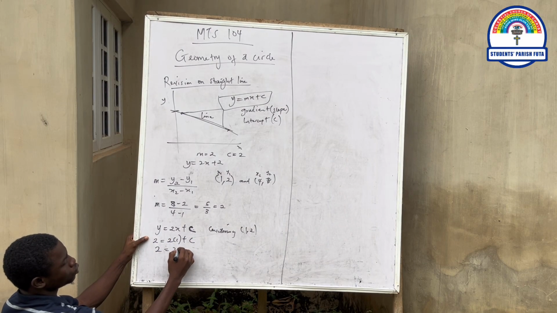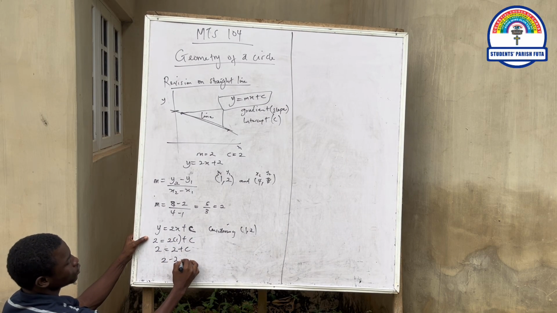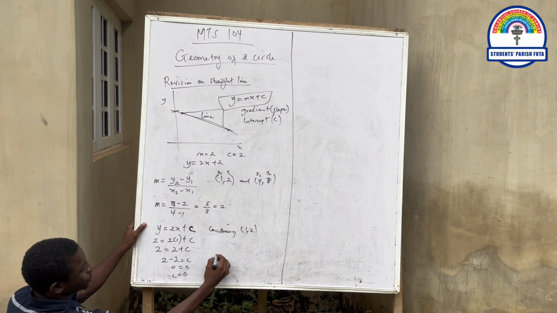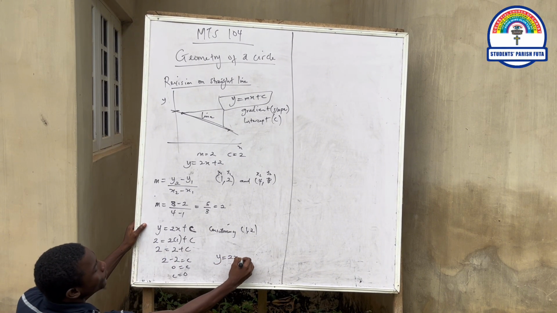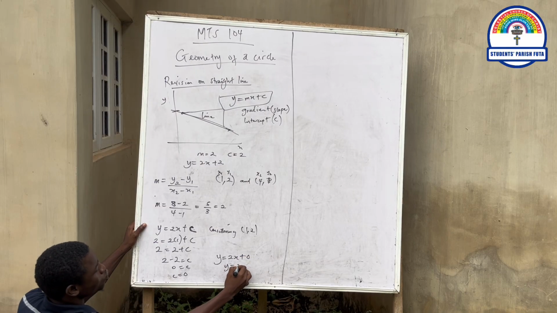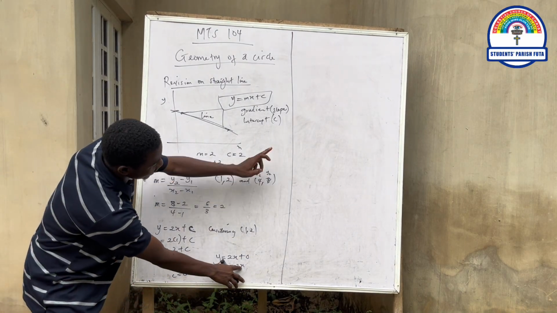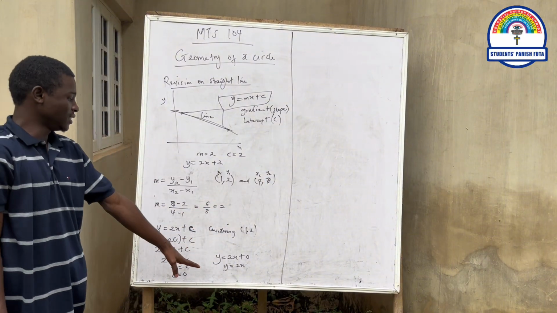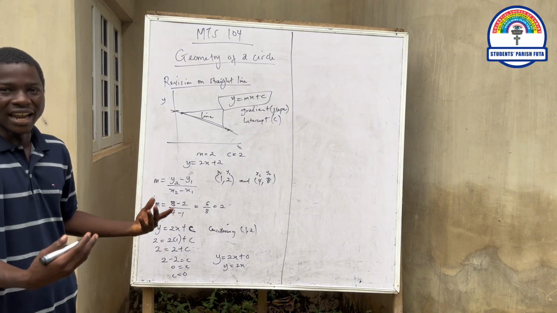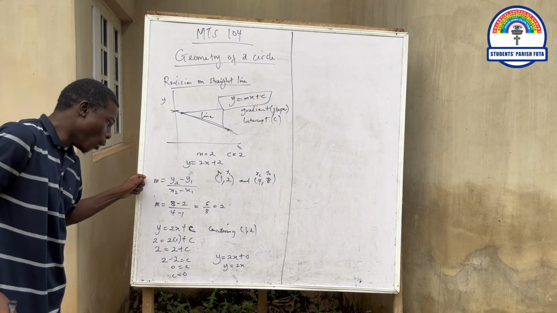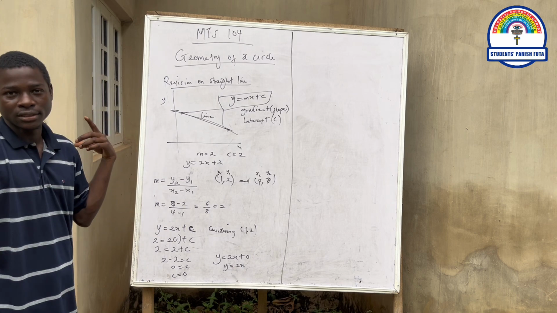So 2 equals 2 plus c. 2 minus 2 equals c. 0 equals c. So it means your c is 0. Now you've gotten your c. Your equation is y equals 2x plus 0, which is y equals 2x. And to confirm you are correct, if x is 4, 2 times 4 is 8, then y is 8. So this is how to get the equation of a line. Once you get your slope and your c, you are good to go.